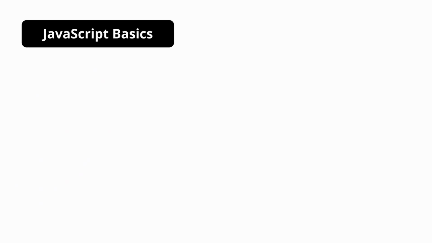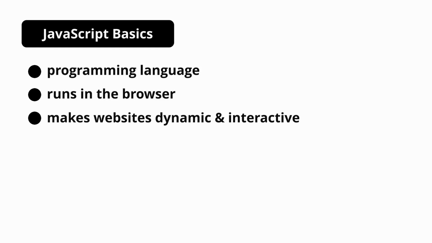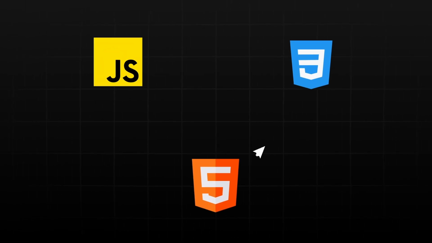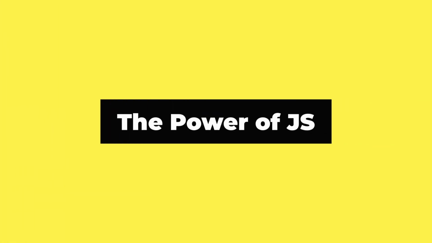What is JavaScript? JavaScript is a programming language that runs directly in the browser. It allows websites to be dynamic and interactive. It works hand in hand with HTML for structure and CSS for design. But what can JavaScript actually do?